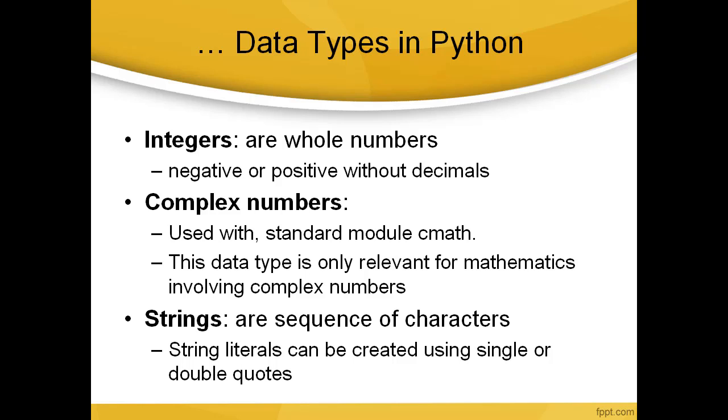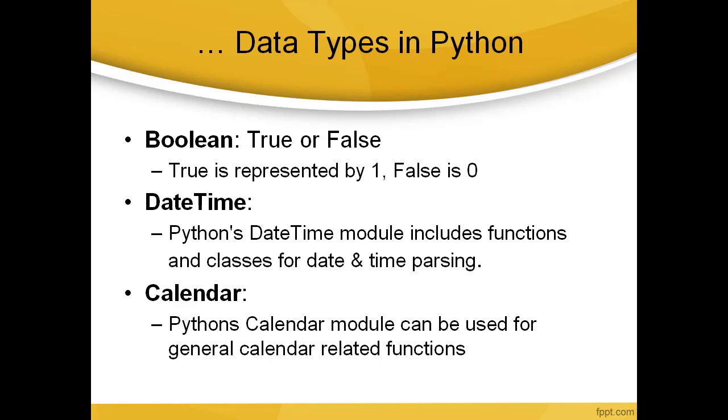String literals can be created using single or double quotes. That means you can create a string using single quote or using double quote. Boolean, true or false are part of Boolean. True is represented by 1, false is represented by 0.